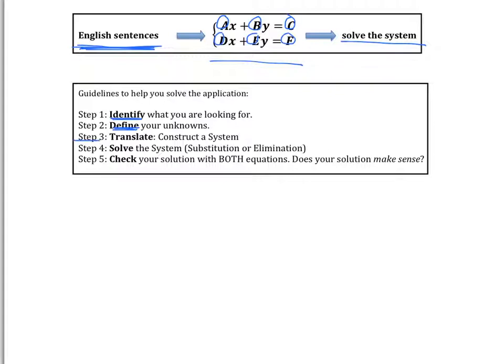And again, the challenge here is to translate the English sentences to construct a system of linear equations. And then finally, steps 4 and 5, this is what you've been working on: you're either going to solve this system by substitution or elimination. And then finally, you're going to check your answer with both equations. It has to satisfy both equations. And of course, ask yourself if this makes sense.